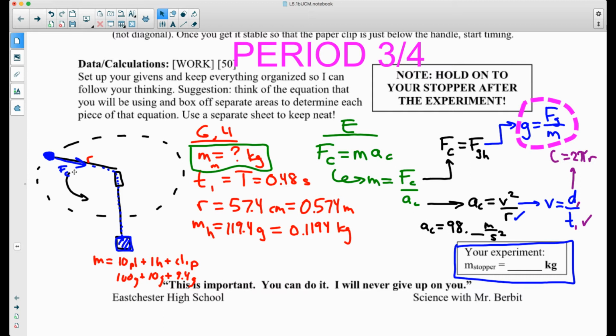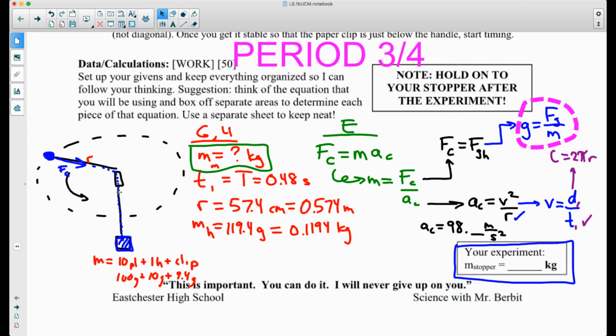The next order of business is figuring out that not all FCs are the same, meaning there are different reasons that an object experiences an FC. In this case, for example, there is a string pulling on the stopper. When a string pulls on an object or a rope pulls on an object, we give that a new name. We call that tension. So here, the FC is the tension in the string. They are one and the same. It's not just that it causes it, it is exactly it. So the tension in this string is the centripetal force.